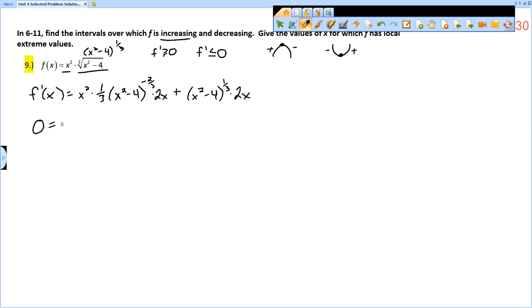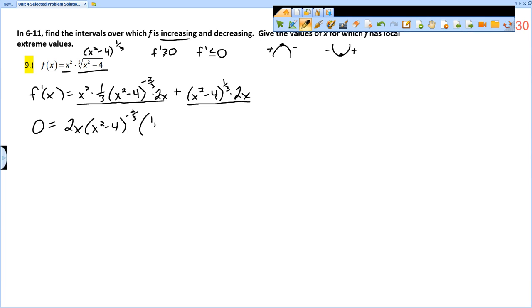All right, so now we want to set this thing equal to 0. Now, we have one term plus another term, and so we want to factor. You'll notice we can factor out a 2x, and then we also can factor out an x squared minus 4. But remember, we've got a negative 2/3 power and a positive 1/3 power. So we always factor out the lower power, so negative 2/3.